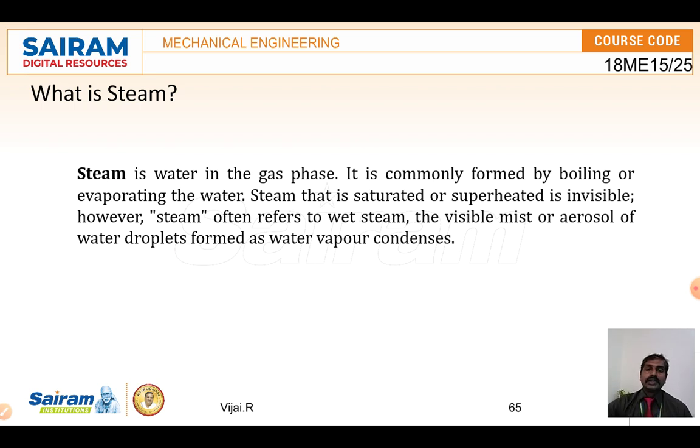When the water is heated up, it gets the heat and is converted into another stage. Stage by stage the water is heated up and converted into an invisible stage, that is, saturated or superheated steam is an invisible stage. Here we can say wet steam, dry steam and superheated steam. These are the three different types of steam we are going to study, covering visible mist and invisible gases.